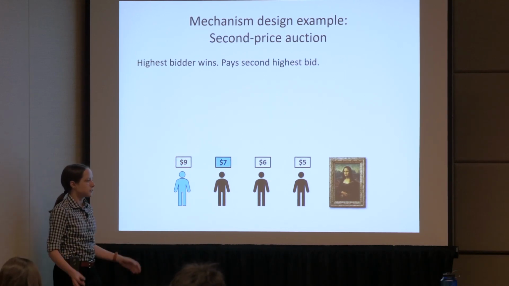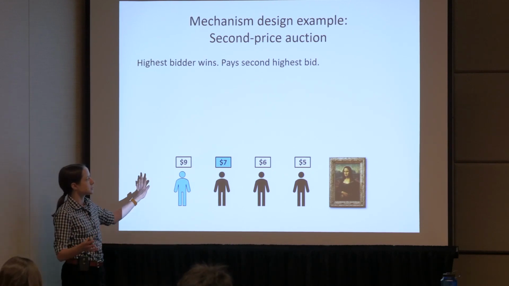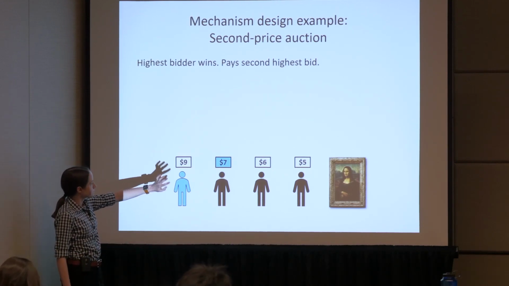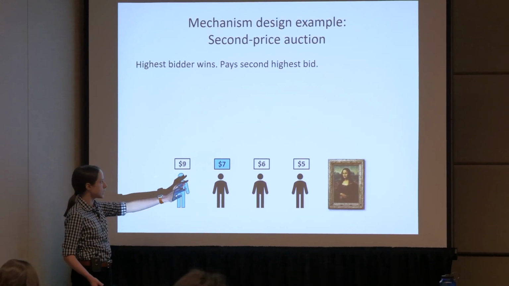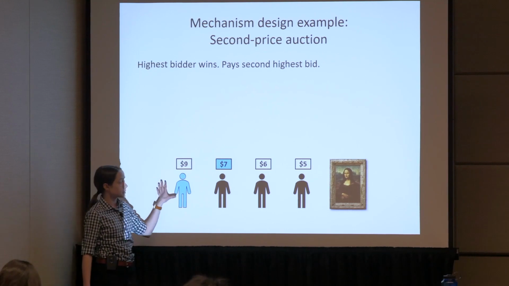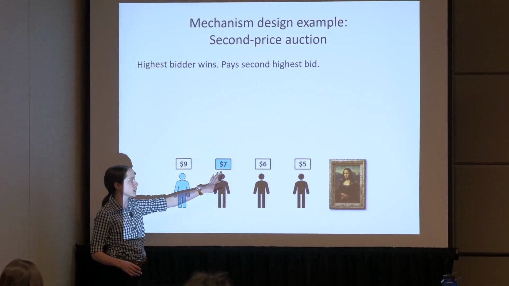A variation on the first price auction, which has many nice properties that we'll talk about soon, is the second price auction. Here, there's again one item for sale, and the highest bidder again wins, but he pays the second highest bid. So this time he's going to pay $7.